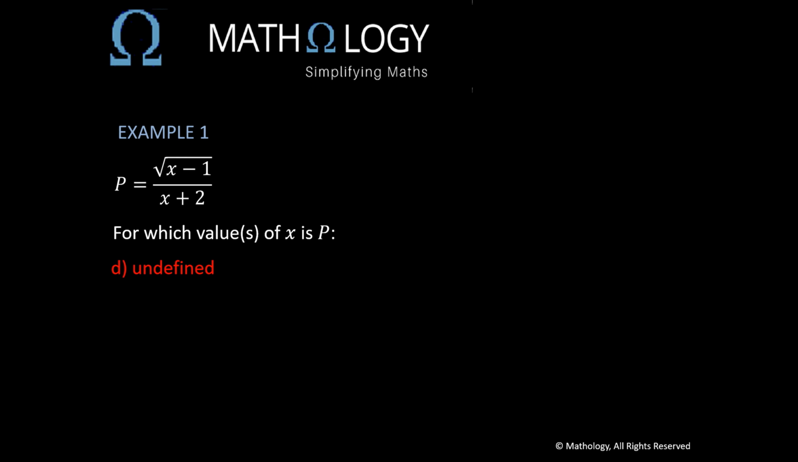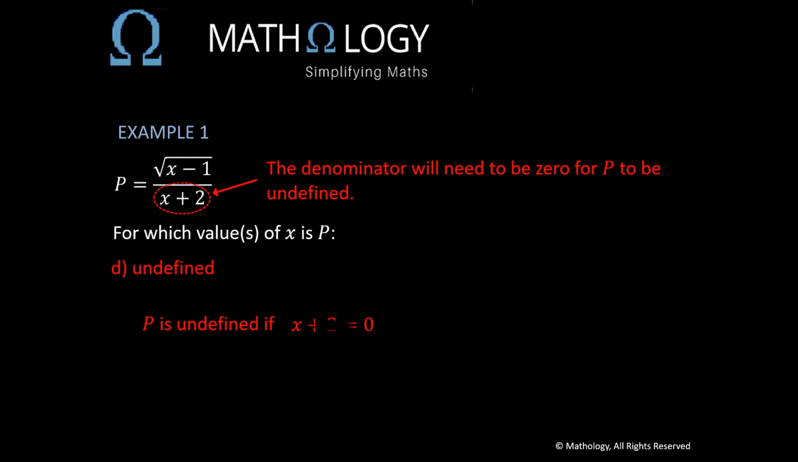Recall that any number will be undefined if it contains a zero denominator. For p to be undefined, the denominator, which is x plus 2, will have to be 0. In other words, if x equals minus 2, then p will be undefined.